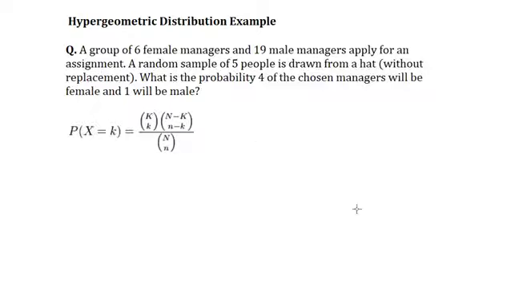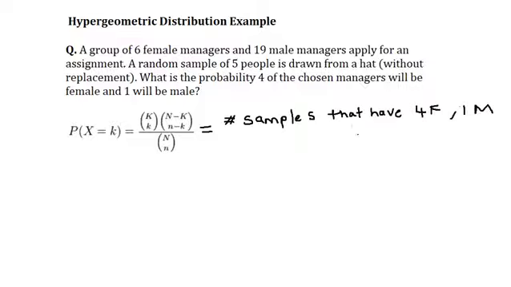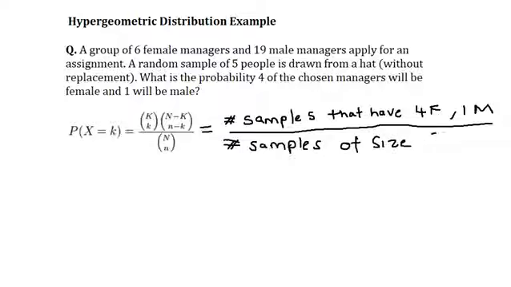We'll start with K. All this formula is really telling us is the number of samples that have 4 females and 1 male, out of all the possible samples of size 5. I'm going to take this part first.